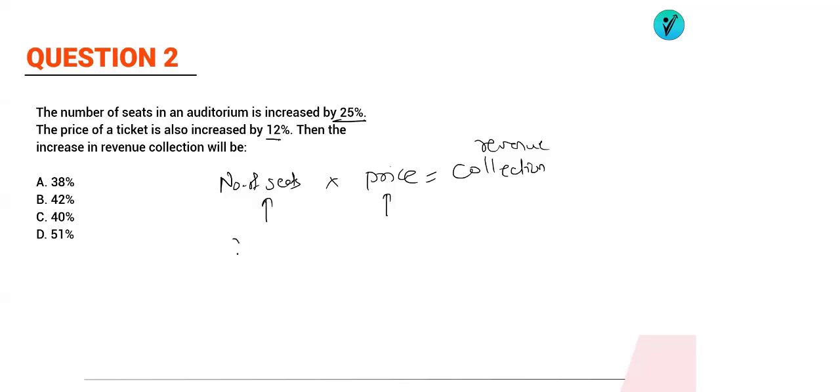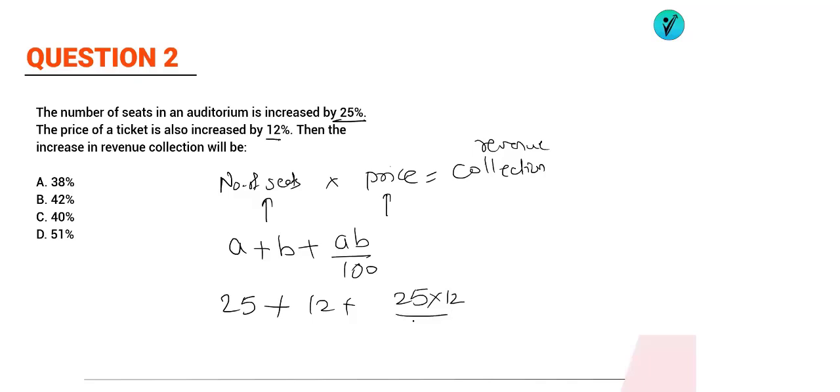So we will simply use the formula A plus B plus AB by 100. So what will be the overall increase? A is a 25% increase. B is a 12% increase, plus 25 into 12 by 100. So how much will it be? 25 plus 12 is 37, plus 25 into 12 will be what? 25 tens are 250 plus 50 will be 300 by 100, which means it will be 3. So 37 plus 3, the overall change will be a 40% increase.